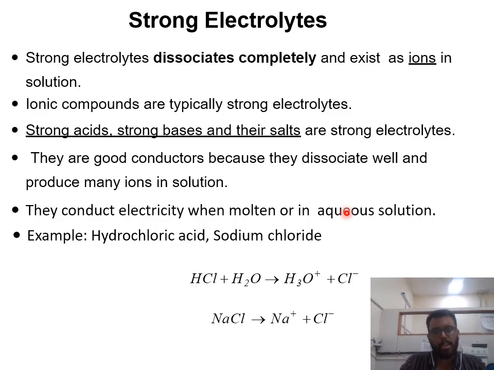What do you mean by strong electrolyte? When an electrolyte dissociates completely and exists as ions in the solution, then you can call it a strong electrolyte. Ionic compounds are typically strong electrolytes: strong acids, strong bases, and their salts. All are strong, like HCl and its salt, sodium chloride. Here I have given an example, HCl. You drop HCl in water, it forms hydronium ion and chloride ion. When NaCl is dissolved in water, it forms Na+ and Cl-. There, instant ionization will happen. That's why they are called strong electrolytes.